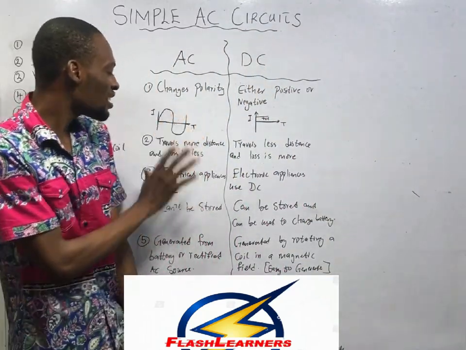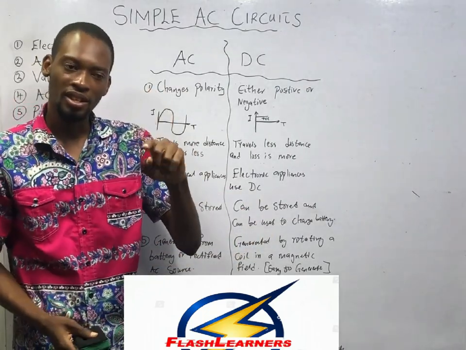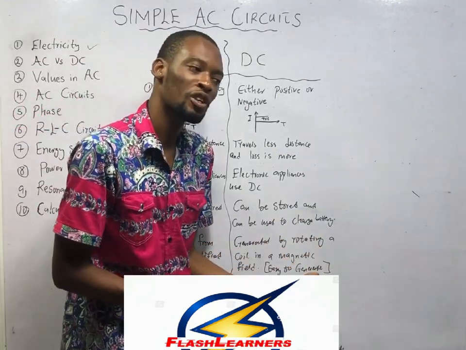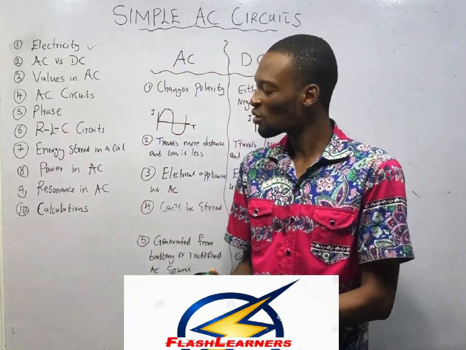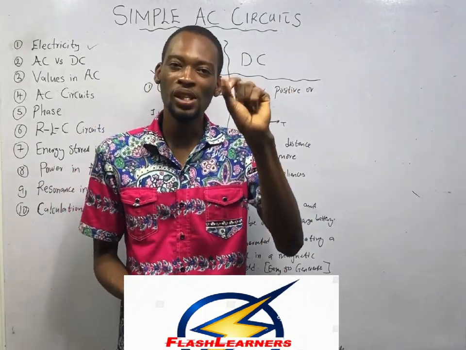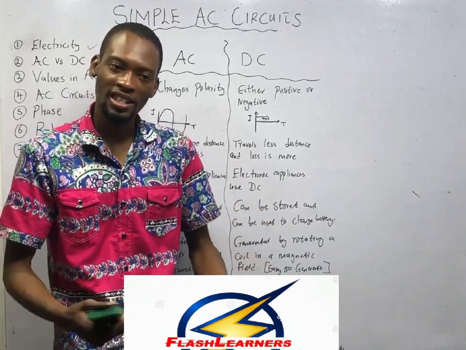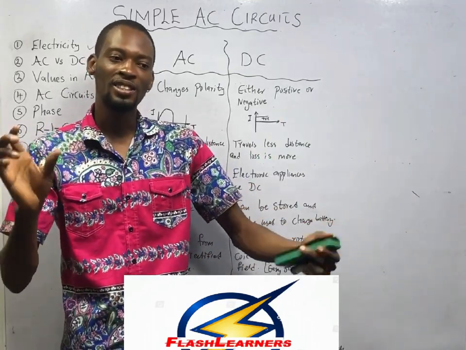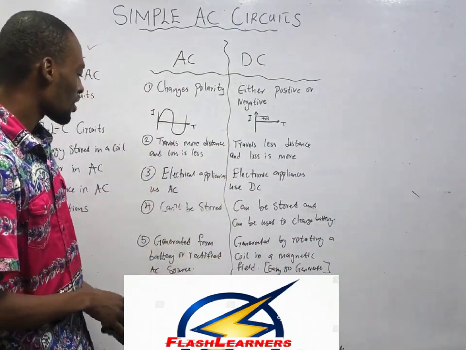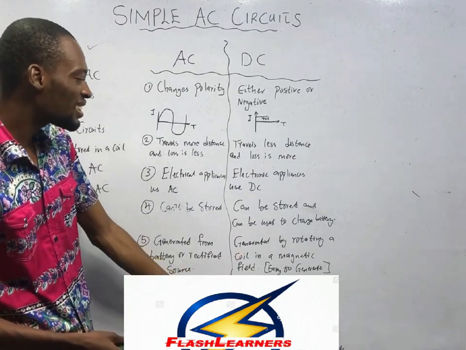Okay, like we said, AC cannot be stored, but direct current can be stored and can be used to charge a battery. You cannot use AC to charge a battery. This is why even your laptops that use batteries, your phone that uses a battery, AC needs to be converted to DC so that your battery will even be able to charge. And once there is no light, the DC is charged, then your battery now releases current to the device to function even without electricity.